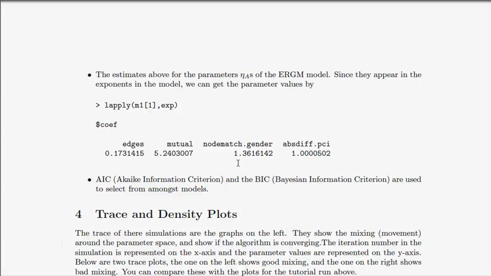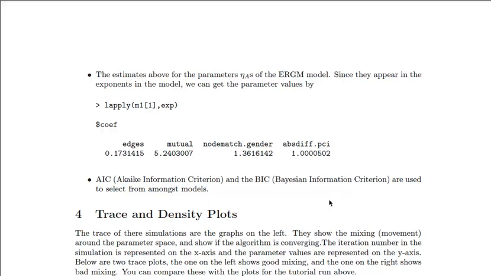So the estimates above are the parameters etas that we saw in the class last week. To convert these to exponents, we apply exp to M1 and exponentiate, that is we raise to the power e. The coefficients we get are the following. These are the actual parameters that have been estimated by running ERGM using the MCMC algorithm. AIC, Akaike information criterion, and the BIC, Bayesian information criterion, are used to select from amongst models.